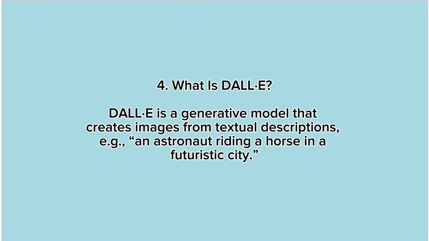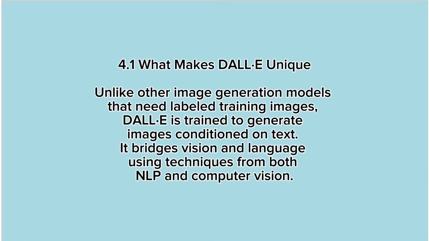DALL-E is a generative model that creates images from textual descriptions. For example, an astronaut riding a horse in a futuristic city. 4.1 What makes DALL-E unique? Unlike other image generation models that need labeled training images, DALL-E is trained to generate images conditioned on text. It bridges vision and language, using techniques from both NLP and computer vision.